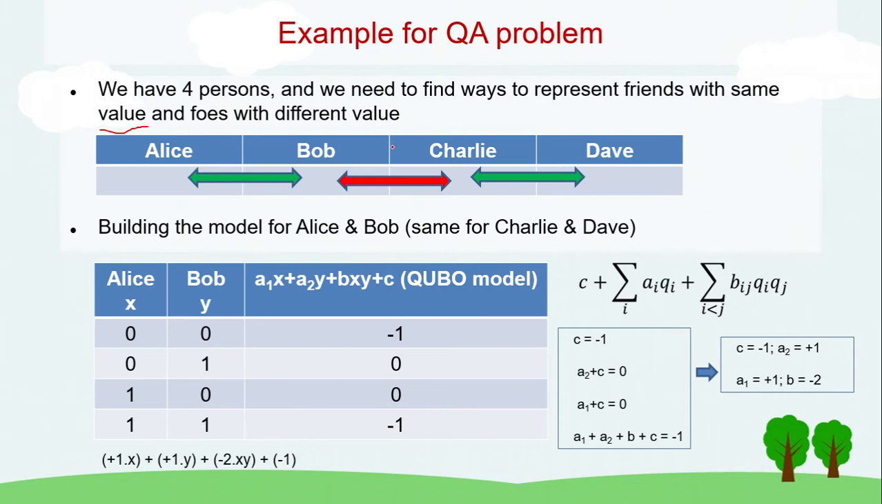Okay. So let's start building the model. How do we assign the values? First, let's build the model for Alice and Bob. Alice and Bob are friends, so they should have the same values.